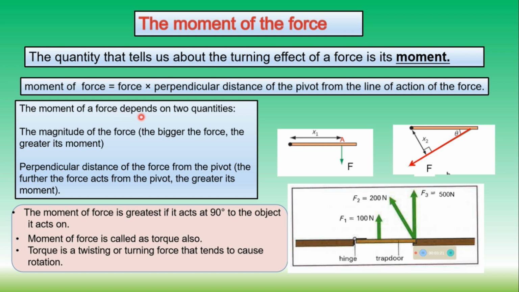So the moment of force depends on two quantities: the magnitude of the force, the bigger the force, the greater its moment; and the perpendicular distance of the force from the pivot, the further the force acts from the pivot, the greater its moment. Moment of force is also called torque. Torque is a twisting or turning force that tends to cause rotation. In this case, the force F3 will produce the biggest turning effect because it is acting perpendicular to the object and its distance is more as compared to the other two forces.